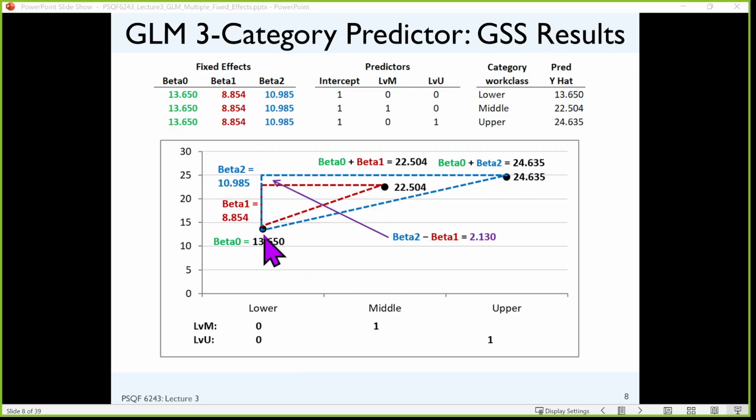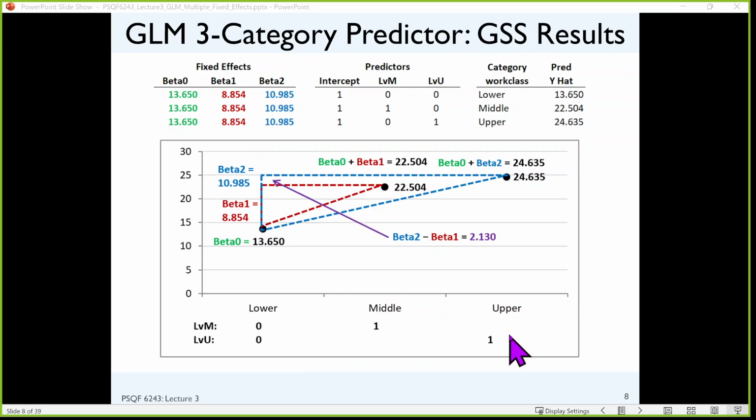So if I start with the lower group, its mean is 13.65 as given by the fixed intercept beta 0. So I've got my fixed effects up here for reference. I've got my coding scheme up here for reference, and this is y hat as predicted by the model. So if I follow the change in y for a 1 unit change in x in red here, so moving from lower and heading to middle, that's my 1 unit change in this x. The corresponding change in y is shown as the increase in the y-axis relative to that. So that is my difference of how middle differs from lower of 8.845, or 54, excuse me.